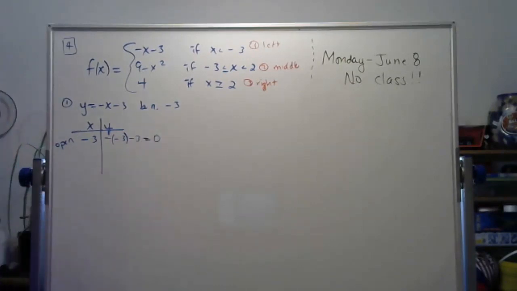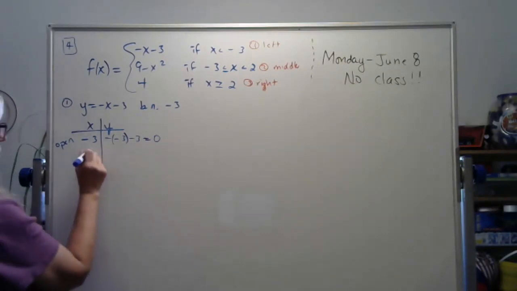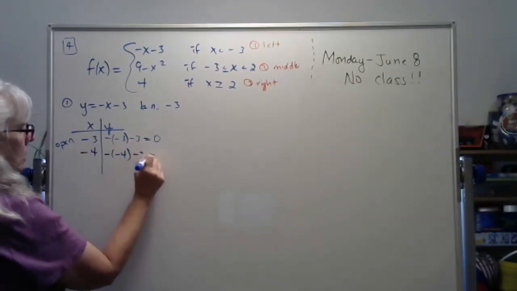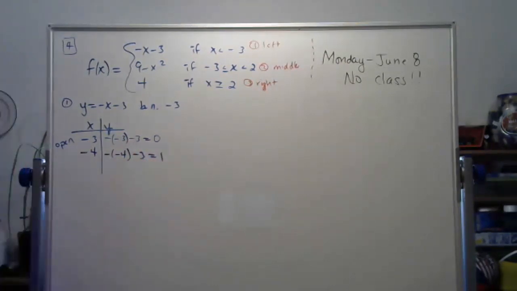So, okay, now what other number do we need? Well, we're picking numbers that are on the left side of negative 3. So let's plug in what? Negative 4. So that would be the opposite of a negative 4 minus 3. That's going to give me a positive 1. And because it's a line, that's all you need. 2 points to find a line. We've got 2 points. We're good to go.